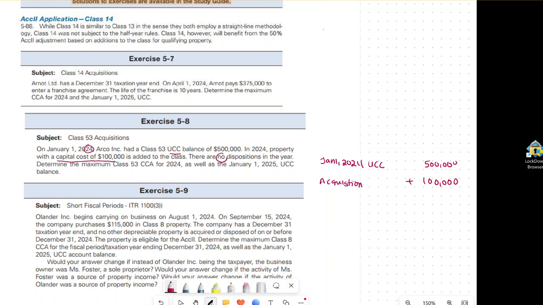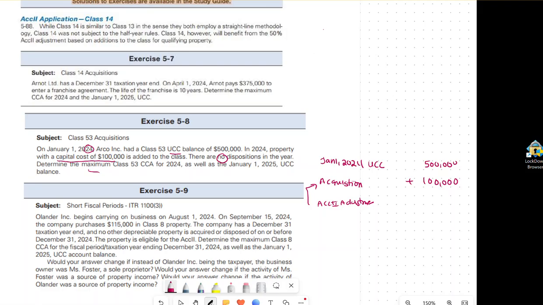There's no disposition. Determine the maximum CCA. So in this case, we're going to use 50%. This is where the 50% is coming in again. My accelerated investment adjustment will be half of the acquisition.